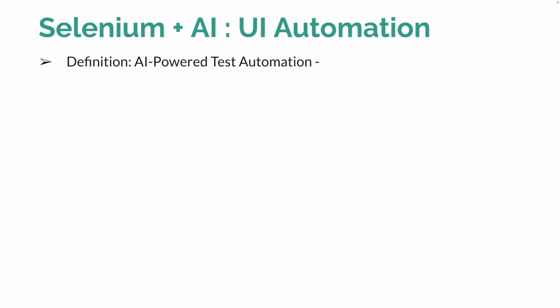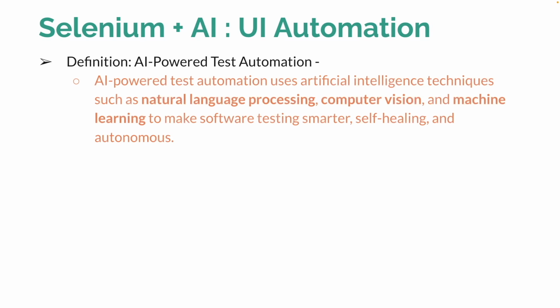Now, the definition. What is AI-powered test automation? AI-powered test automation uses artificial intelligence techniques such as NLP, computer vision, and machine learning to make software testing smarter, self-healing, and autonomous. This is the definition of AI-powered test automation.